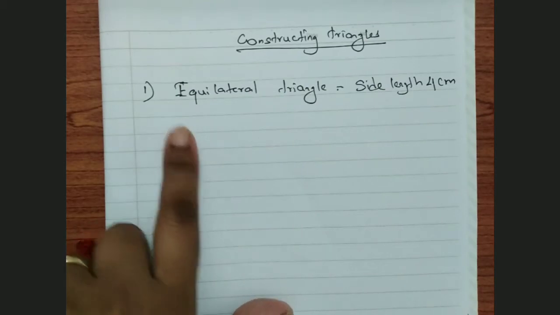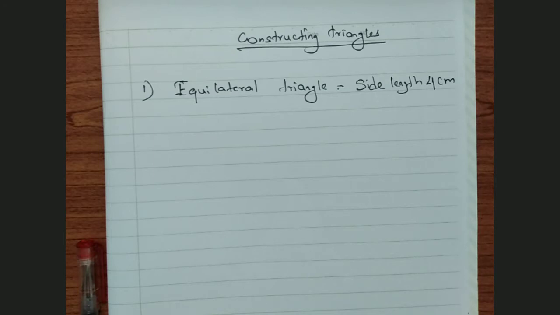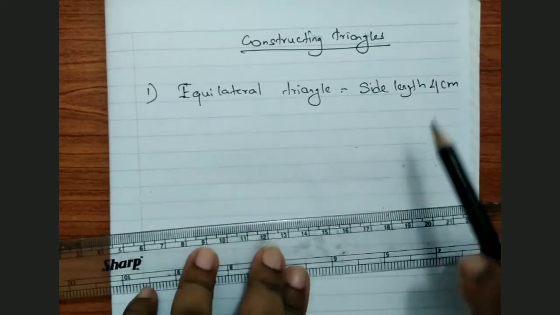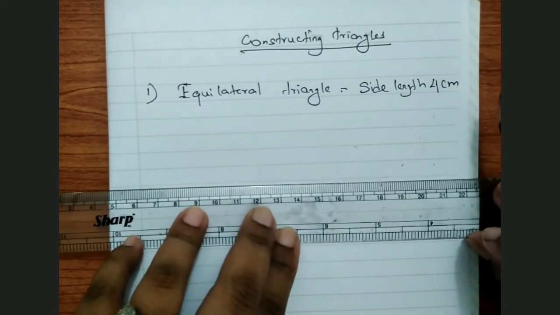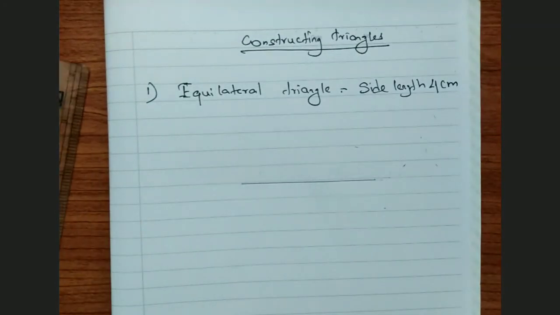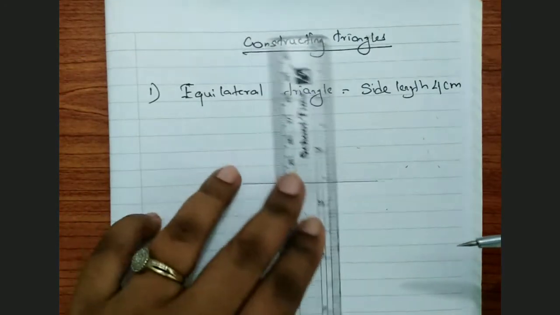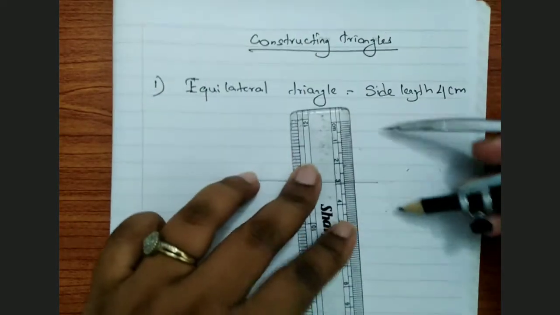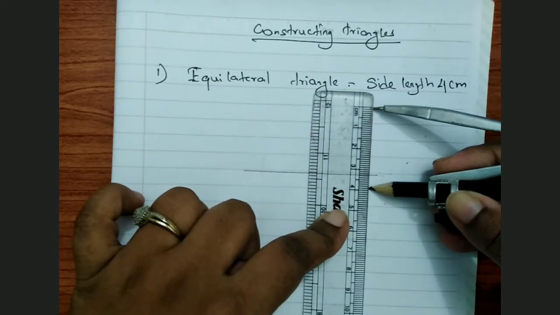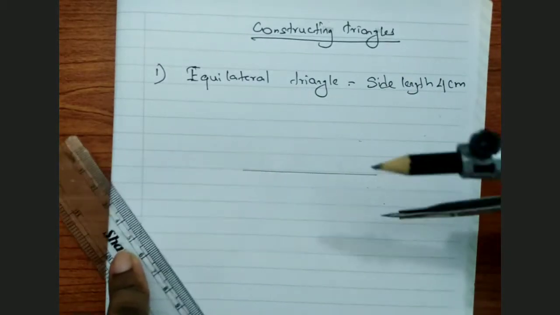So let's draw an equilateral triangle with its side length as 4 centimeters. Let's start off by drawing a line segment of 4 centimeters. It's going to be one side of the triangle. Hope you remember how to draw a line segment of 4 centimeters. You have to keep the point of the compass on 0 and the point of the pencil on 4 centimeters. This is how you measure the length. Am I right? Now we have measured 4 centimeters.